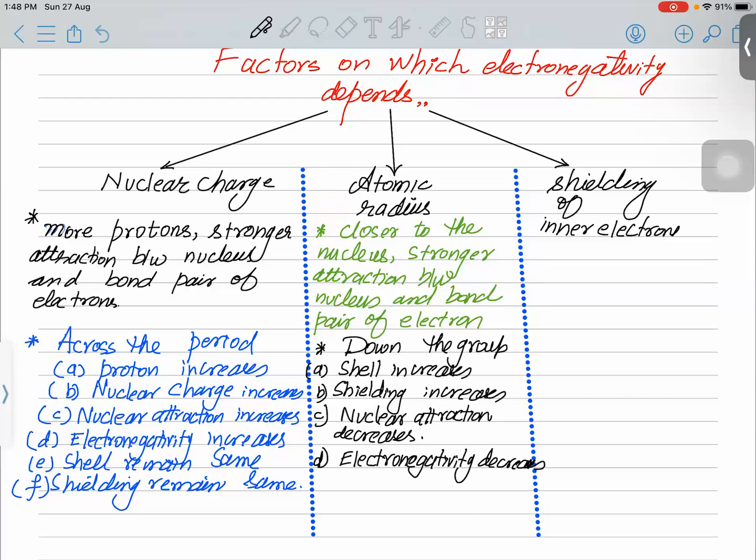Down the group, size increases, right? Size means the distance between the valence electron and the nucleus. As that distance increases, nuclear attraction decreases, because you are far away from the nucleus. As the nuclear attraction decreases, the pull of the nucleus also decreases. So that's why electronegativity decreases.